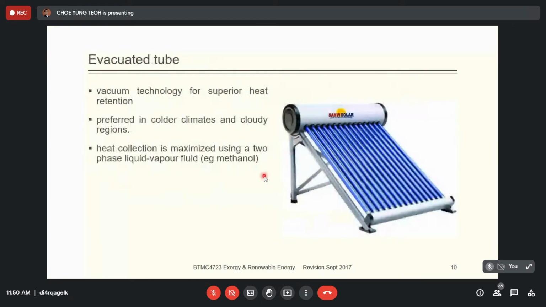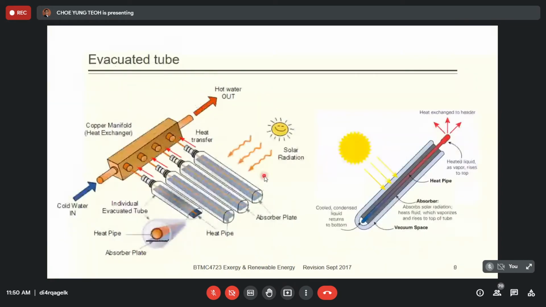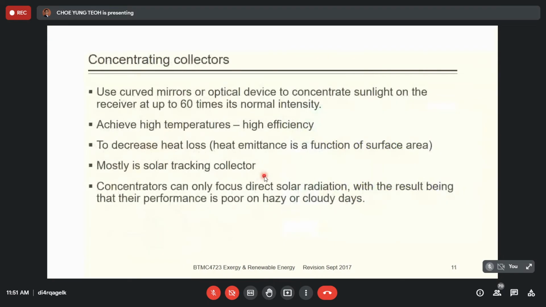Okay. Those are all the types of non-concentrating solar collector: solar one, flat plate collector, and evaporator tube. Generally, we have these three types only. The next one we will move to is the concentrating collector, where we concentrate all the sunlight into a single area, maybe a single point, single line, or single surface. We use a curved mirror or an optical device like a lens to concentrate the sunlight on the receiver at up to 60 times its normal intensity.